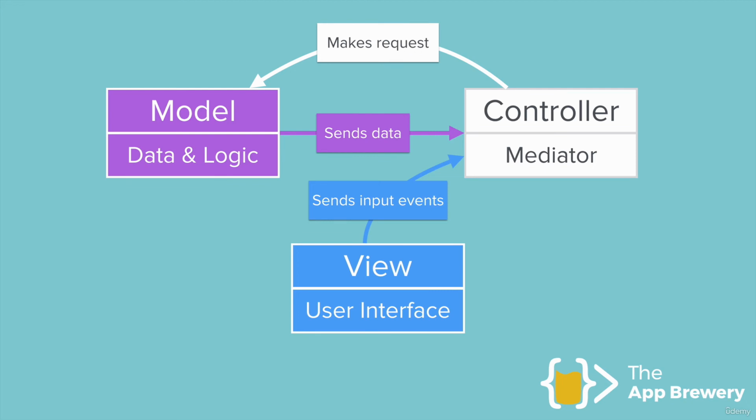Now finally, the controller takes that data, interprets it, and sends the relevant parts to the view to modify the user interface. So the view and the model never directly talk to each other, and it's only through the controller that they're able to interact.